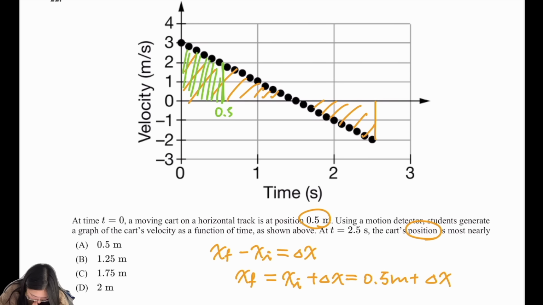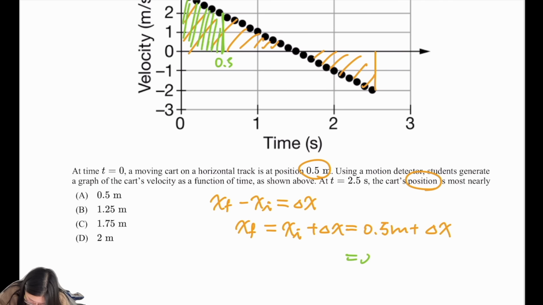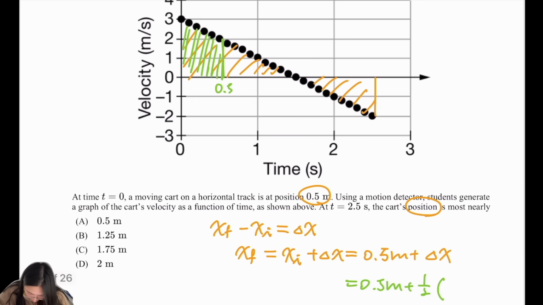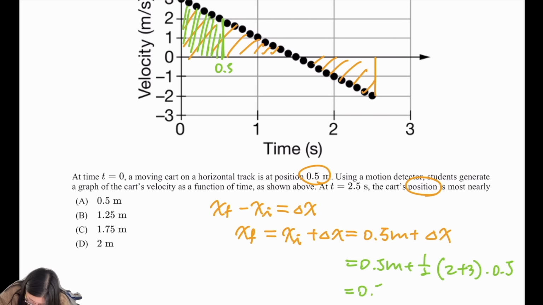And then that area is equal to 1/2 times the upper base plus the bottom base. So 1/2 times 2 plus 3 multiplied by the height, which is 0.5. So that is 0.5 plus 5 divided by 4, or 1.25. So it's 1.75 meters.